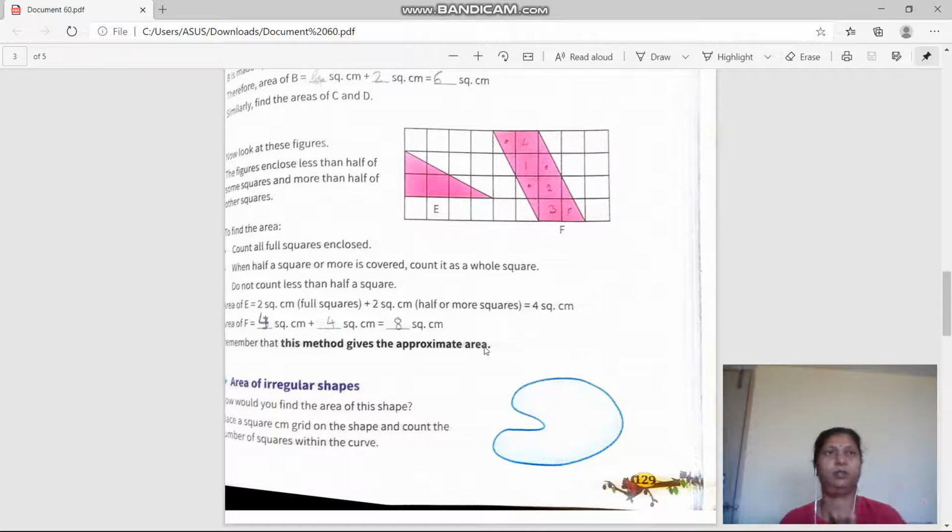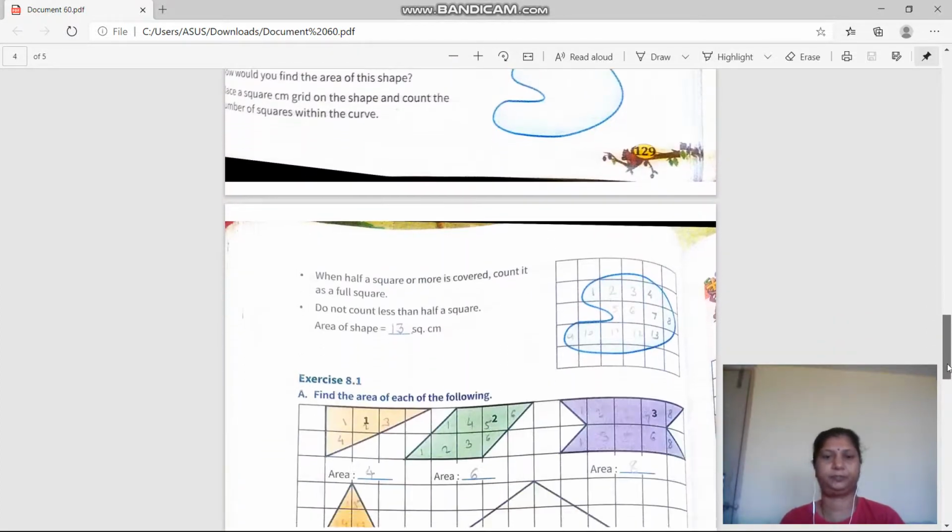Till now we have been discussing shapes which are regular, made up of lines. Now there are some shapes which are not made up of lines, that is, not polygons. They are irregular in shape, like this figure. Is it made up of lines? No. So how can we find the area of such figures? We can use square paper for this, a square centimeter grid, that means graph paper.